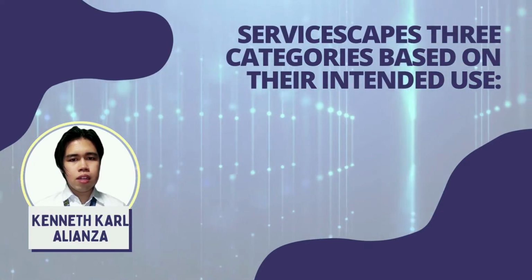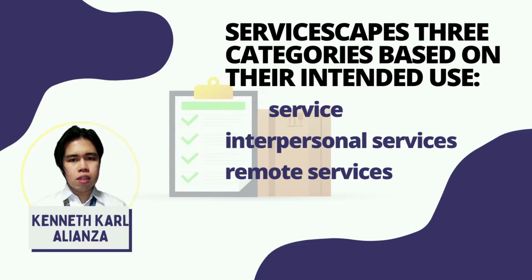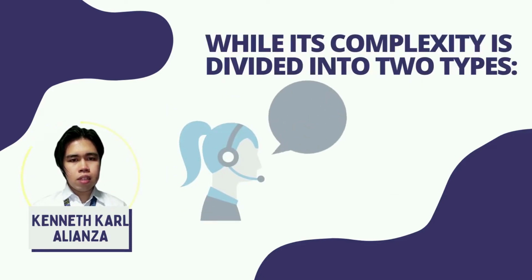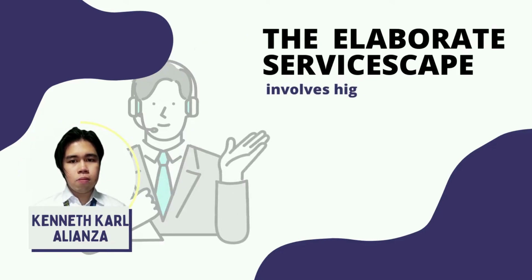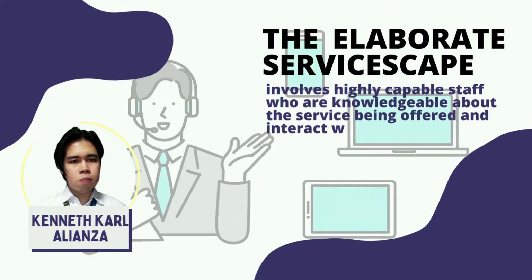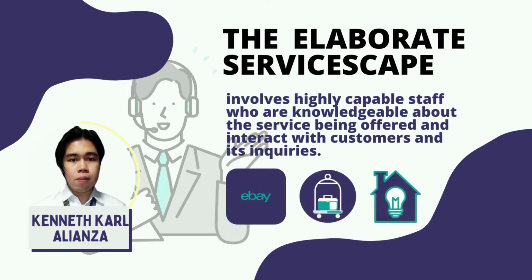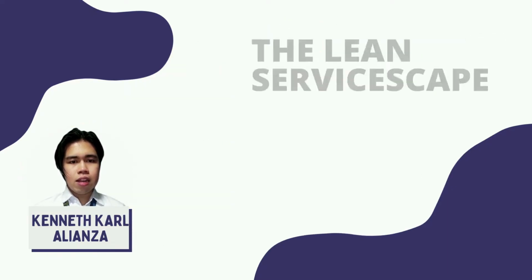Servicescapes are also divided into three categories based on their intended use: self-service, interpersonal services, and remote services. While in complexity they are divided into two types: the elaborate Servicescapes, which involve highly capable staff who are knowledgeable about the service being offered and can interact with customers and their inquiries. Examples: eBay, hotels, and utilities.